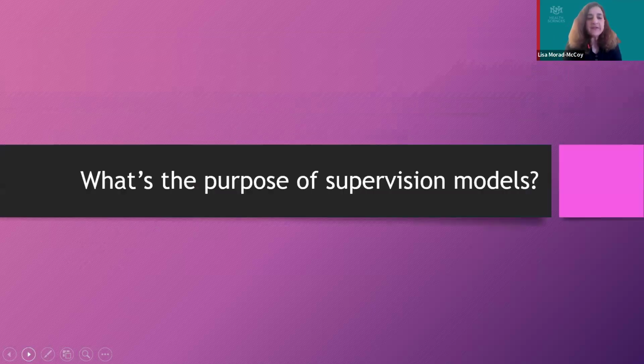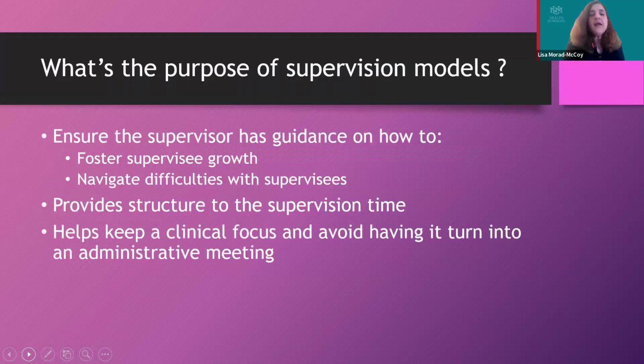So why do we even have supervision models? One of the main reasons is to help structure supervision. Models are good for growth and the health of supervisees to help them grow along their path. There's a lot of different styles and models that you can use. The great thing about using a model and adhering to it is that you can make sure that your supervision time with your supervisee doesn't turn into an admin meeting, and it can just help structure the time.